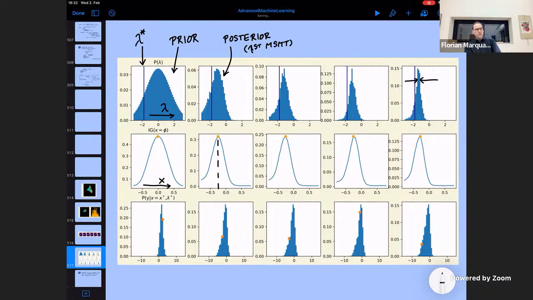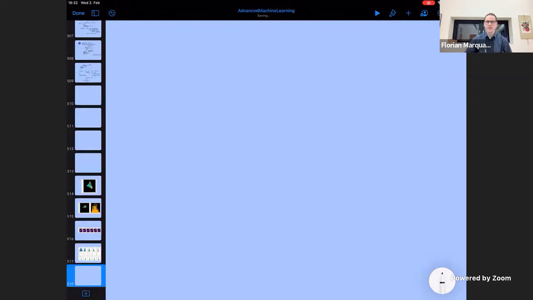In this example, everything was low dimensional. Lambda was a scalar, x was a scalar, and y was a scalar. And I could do everything grid-based. I could run many simulations, Monte Carlo style, and collect the statistics. If I want to go beyond that, things become more difficult. And so maybe at least we can write down a little bit what happens if we go beyond that.